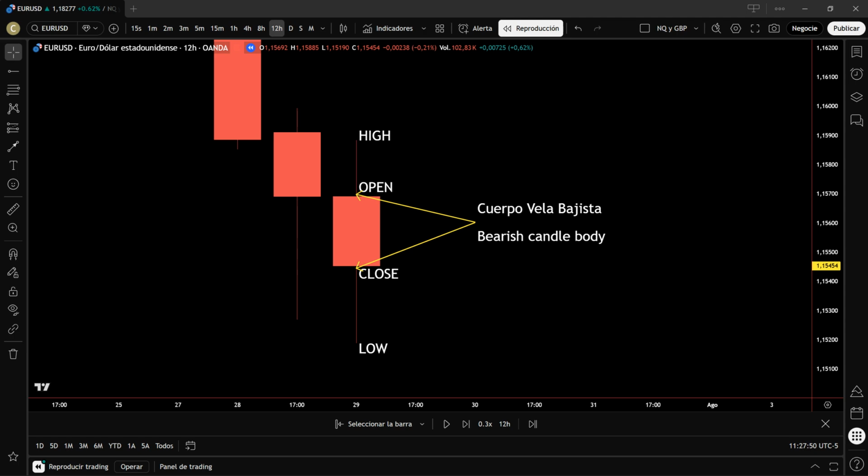Let's take a deeper look at the bearish candle body. As you can see on the screen, the body is defined by the exact distance between the opening price at the top and the close at the bottom. Why is this so crucial? Because the size of the body tells us the strength of the seller's conviction. A large, solid body, like the one shown here, indicates that the bears dominated the session from start to finish, leaving very little room for buyers to regain any ground.